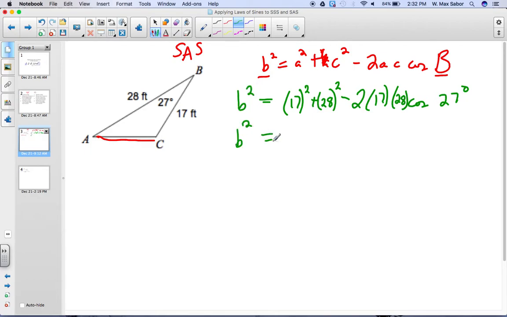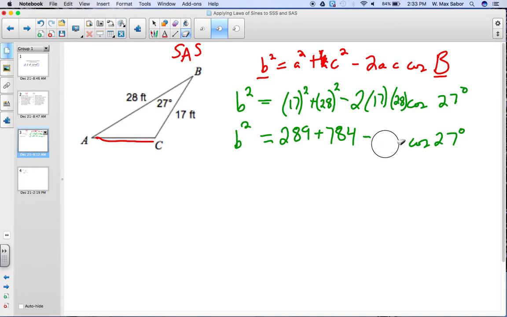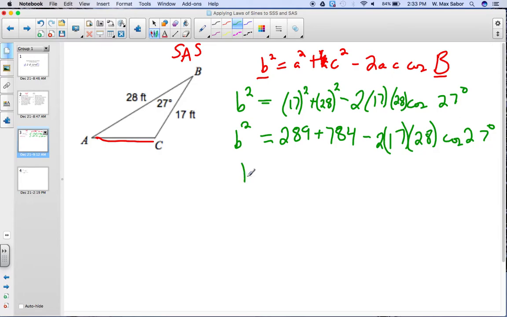So 17 squared is 289, plus 784, minus all of this stuff. I'm sorry, that's not right. We're going to be using a calculator anyway, so it doesn't really matter if we multiply this out: 2 times 17 times 28 times cosine of 27 degrees. When we take the square root, we get b is approximately equal to 15.